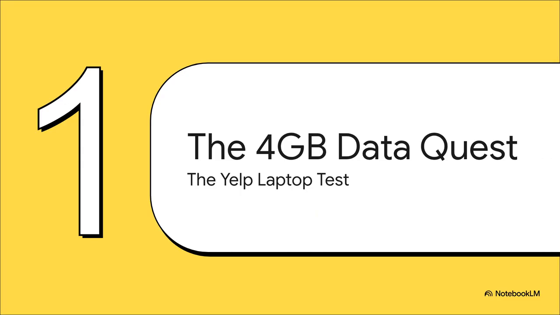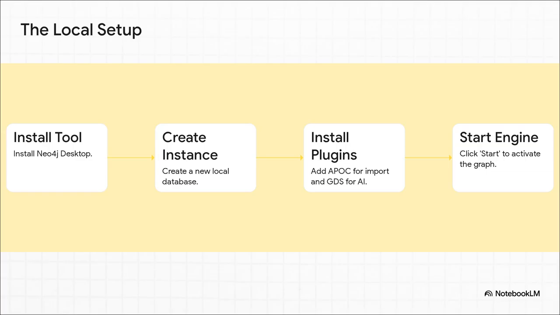To really get my head around this, I decided, you know what, I'm going to run an experiment. Could I really take the massive 4 GB Yelp dataset and turn it into a working graph database right here on my own machine? This is our hands-on quest to see if this whole graph thing actually lives up to the hype for AI. First things first, we've got to build our lab.